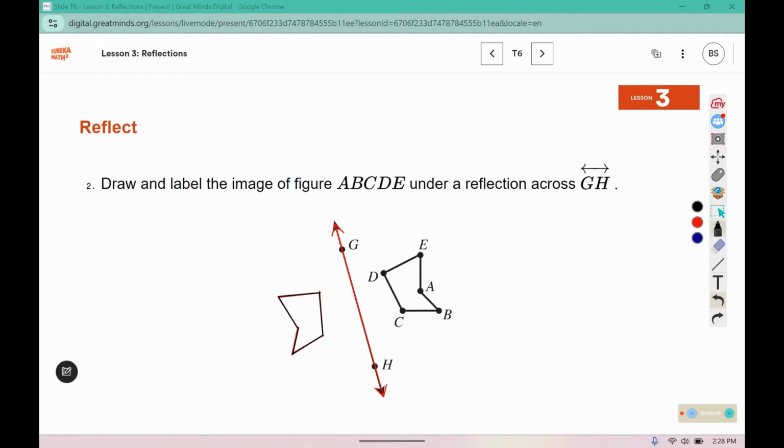And label your figure. If it's helpful, you can put the letters on your tracing paper so that way you know where those letters have moved to. See, I just got that mixed up. D is closest to the line, and E is farthest away. C is close to the line, and B is far away, and then A prime is that little piece in the middle.